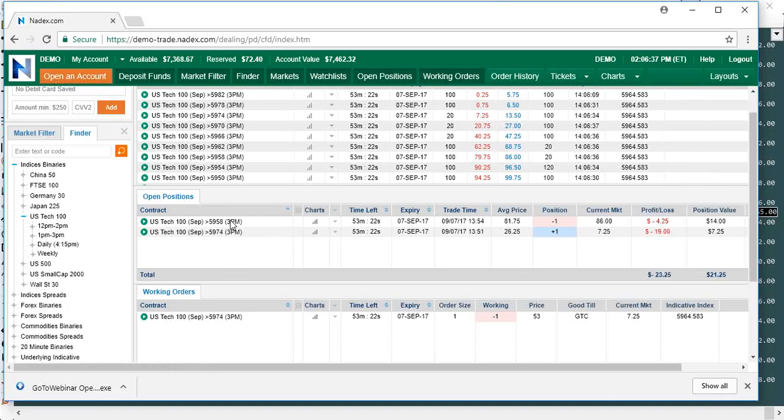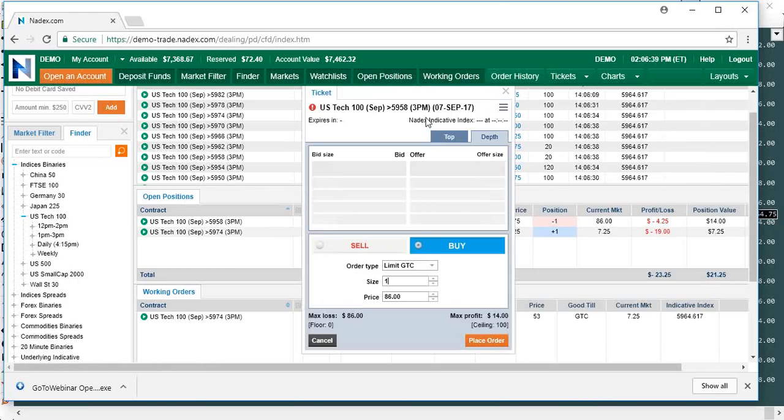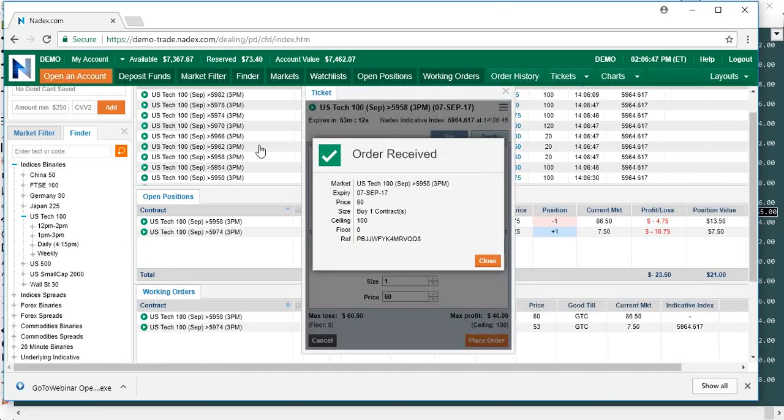That makes sense? So I'm going to click it. It opens up what's already marked, buy. I want to buy it back when it gets down to $60. Place order. Boom. It's in working orders.